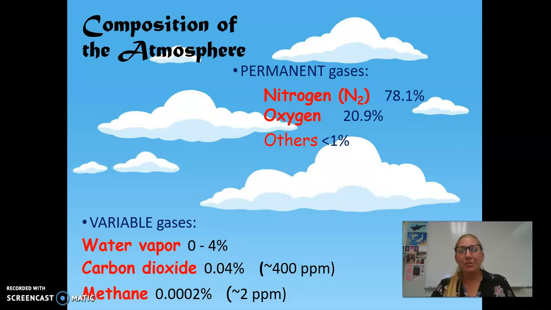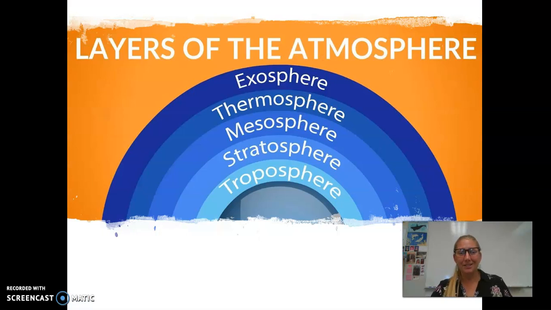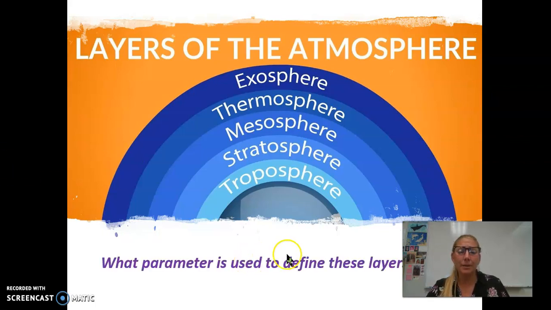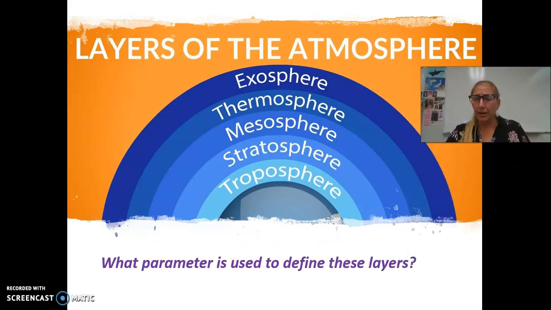So the last thing I want to mention here in this topic are the layers of the atmosphere. So you definitely want to know the names of the layers, from the layer that's closest to the surface of the Earth, which is the troposphere, and then upward as we move away from the surface of the Earth. You can read them all. And we'll talk about kind of where one layer ends and where the next layer begins.